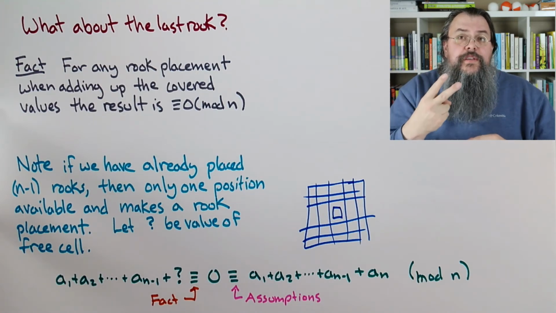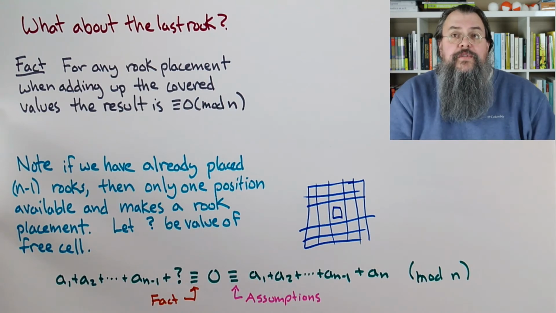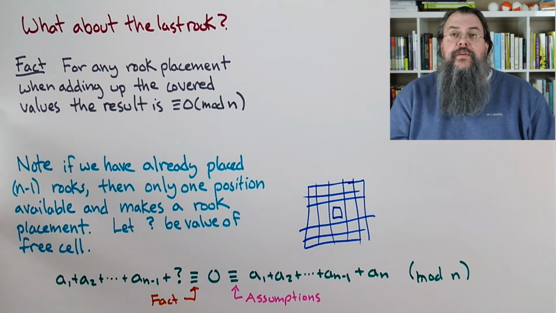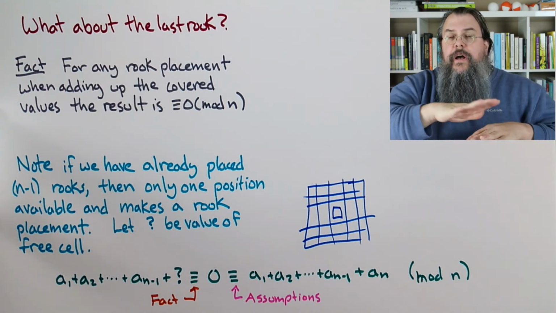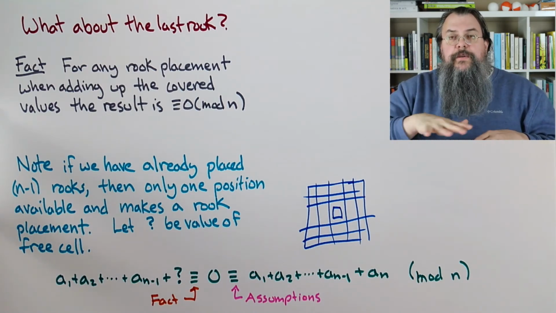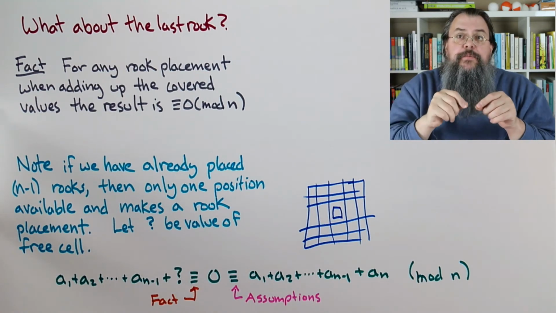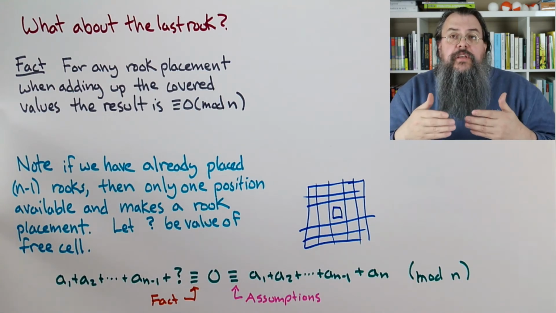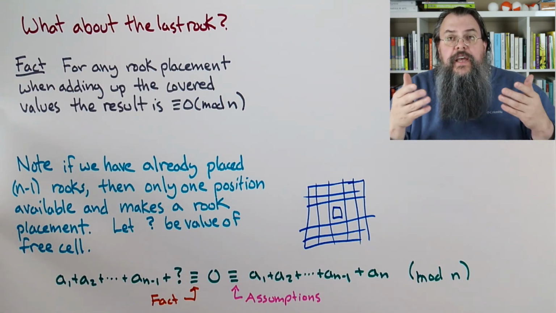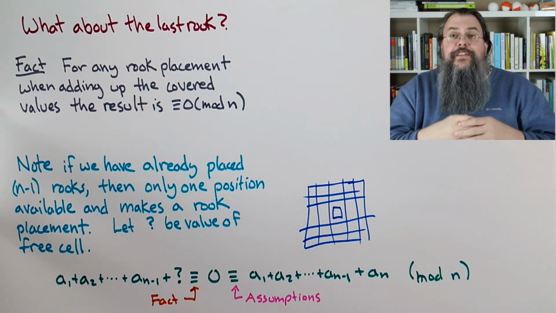All right. Well, so this is not too bad. There's sort of two things in play. The first thing goes back to one of the things we learned when we started talking about these rook placements, which is if we have a full rook placement, so we cover n cells, no two rooks in the same row, no two rooks in the same column, and we add up the values that are covered, it has to be something that's equivalent to 0 modulo n. It's a multiple of n.